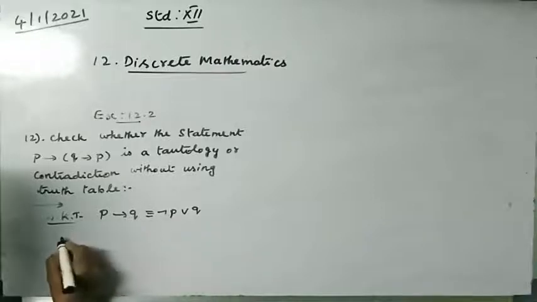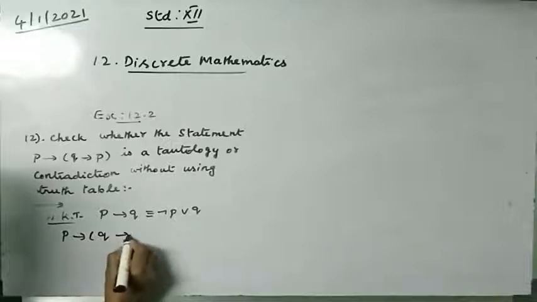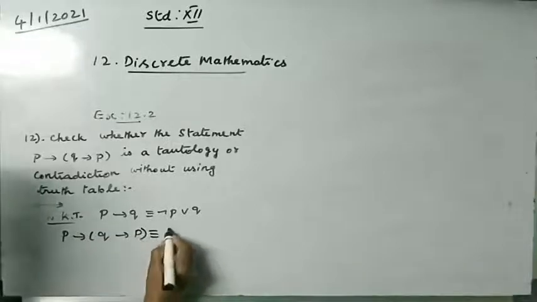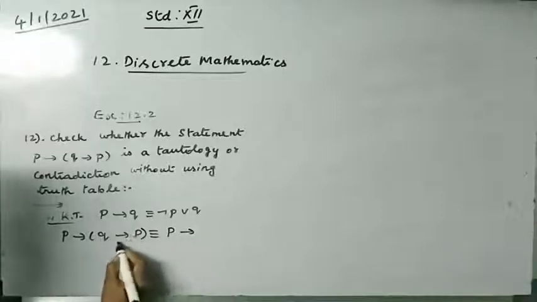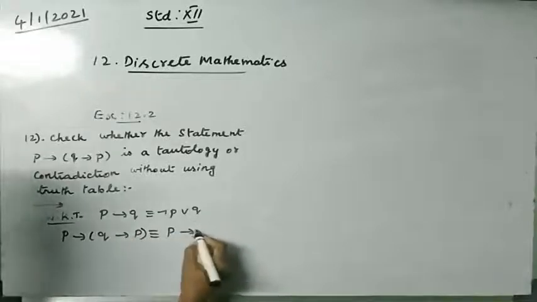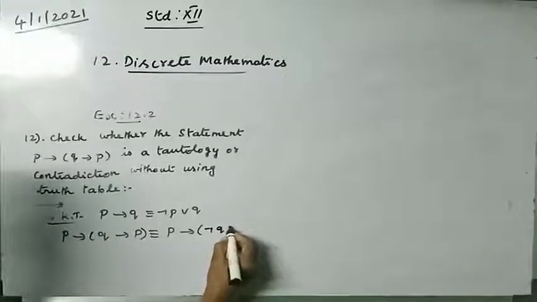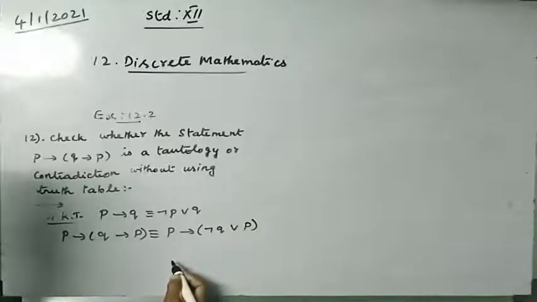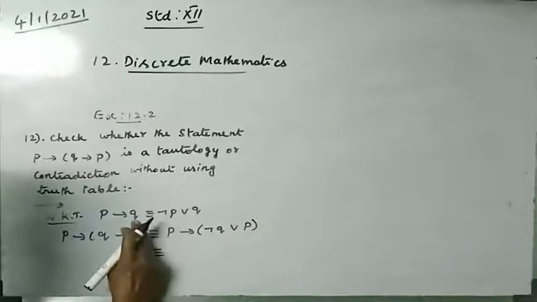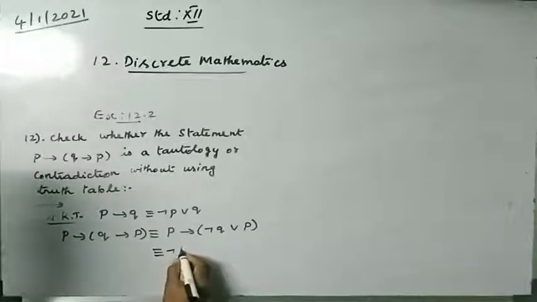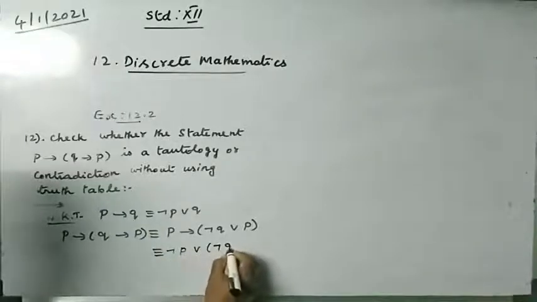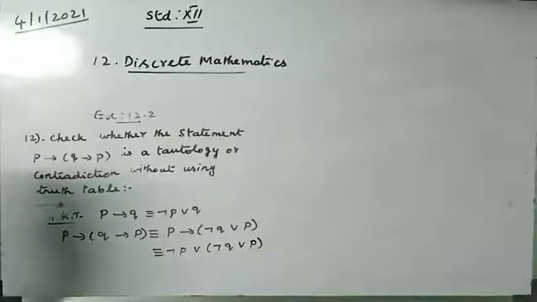So by using this law, first let us take P implies (Q implies P), which is equivalent to P implies, and now for Q implies P, write it like this. So it becomes negation of Q or P. Which is equal to, once again using this law, negation of P or (negation of Q or P). Now let us use the distributive law or associative law.